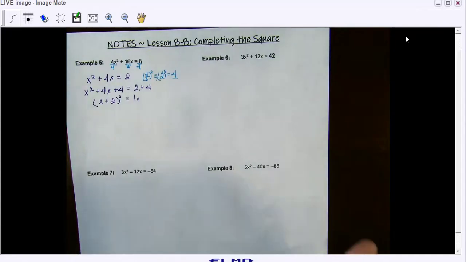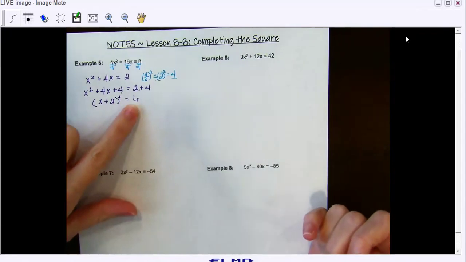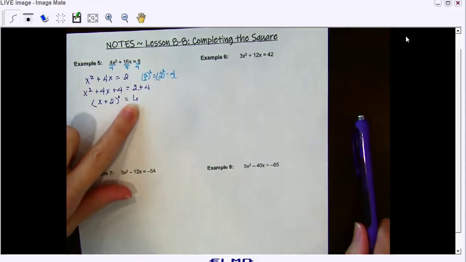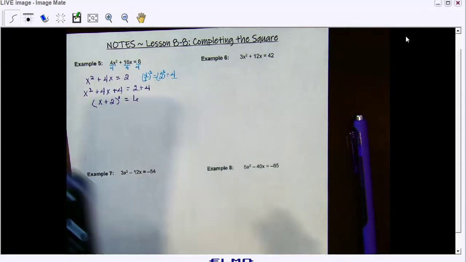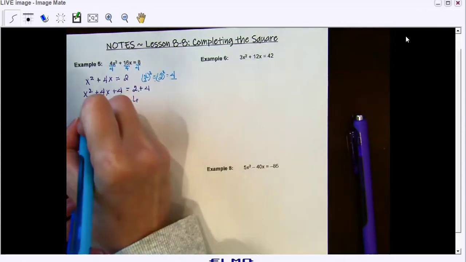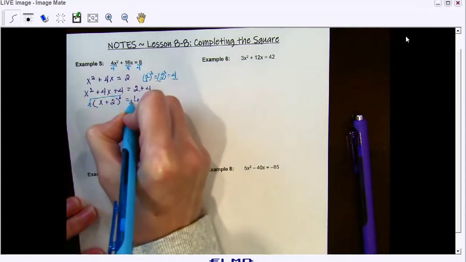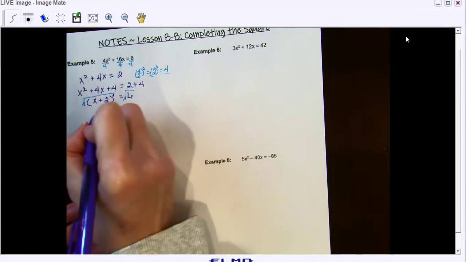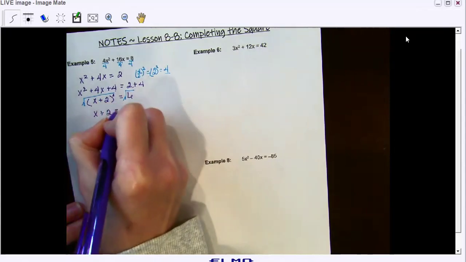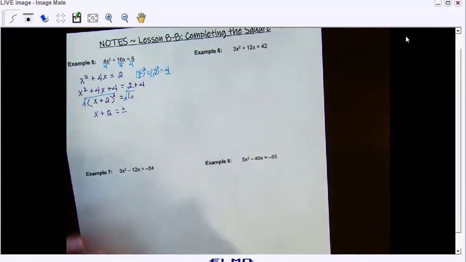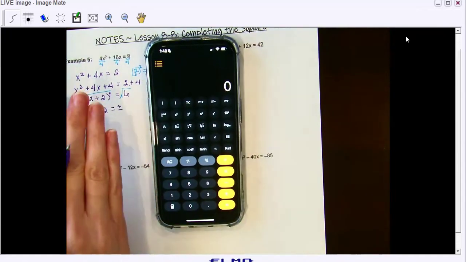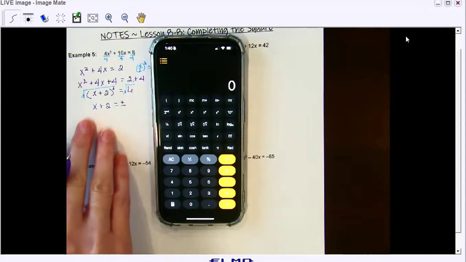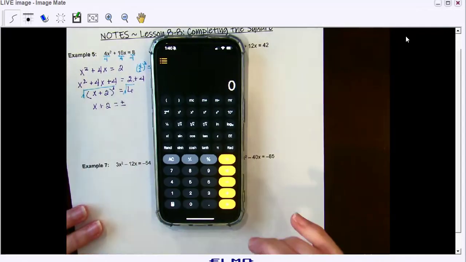All right. Now you're looking at this and you're thinking, okay, 6 is not a perfect square. What is going on? So this is where you're going to have to use your calculator. I know that when I square root this, I get x plus 2 equals plus or minus whatever the square root of 6 is. So we're going to be dealing with decimals. A lot of times this is why we use completing the square or the quadratic formula, is when you don't have easy numbers to work with.